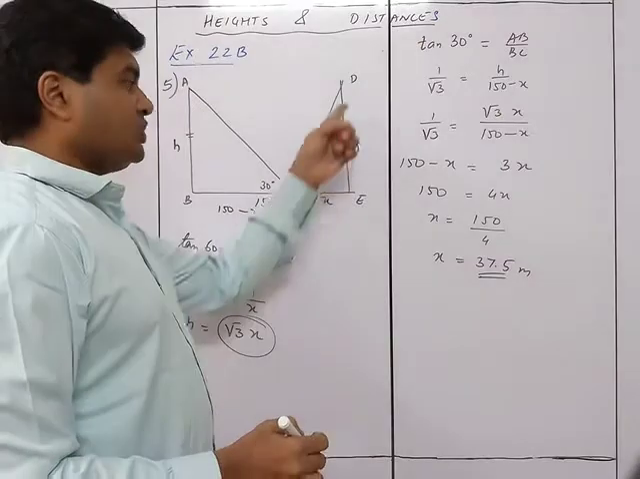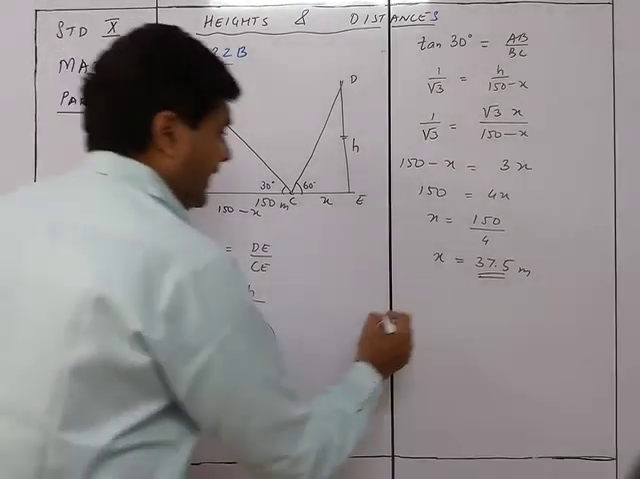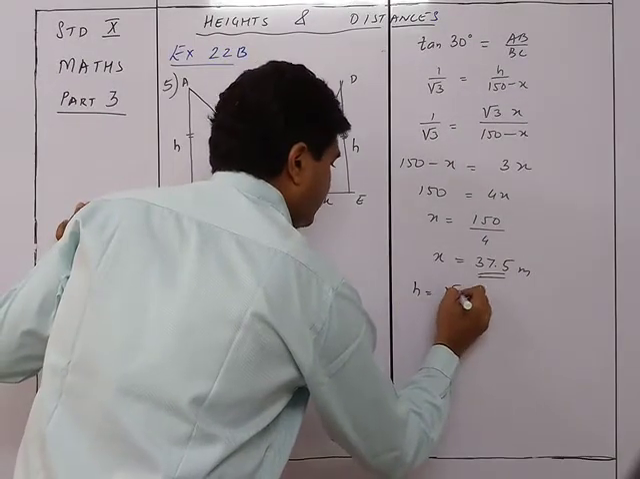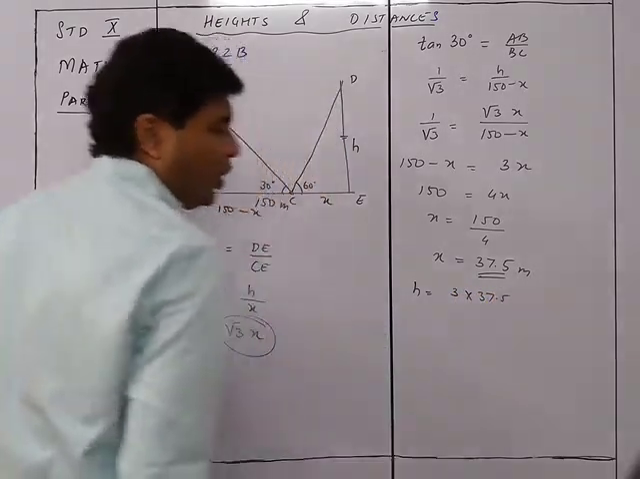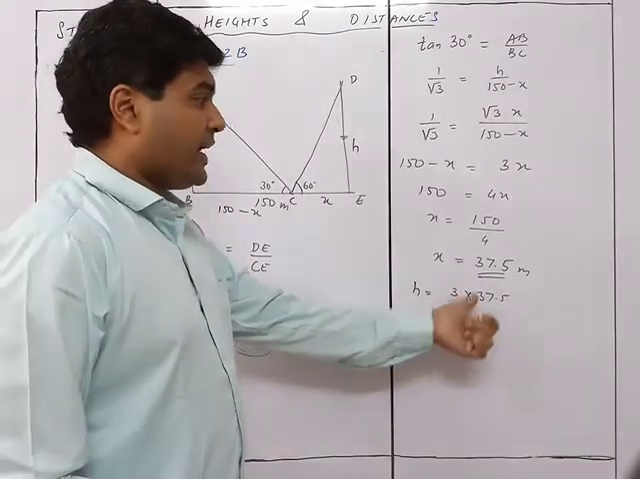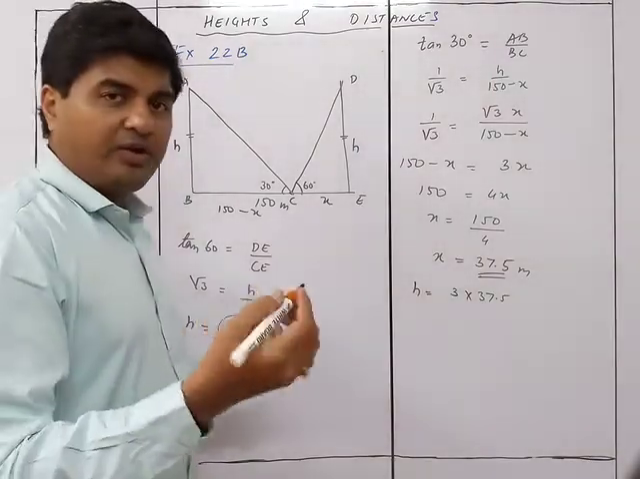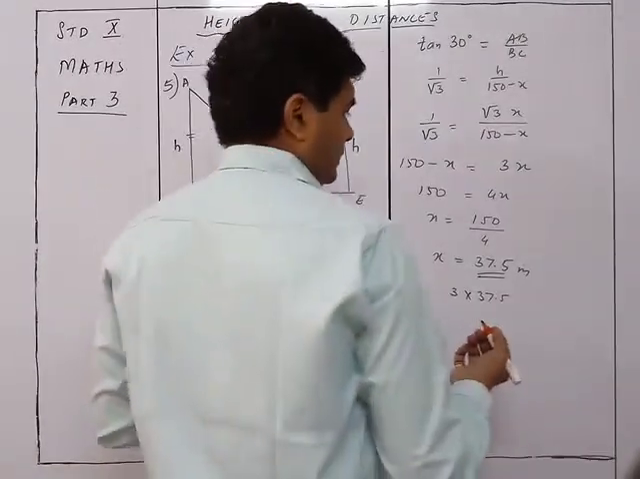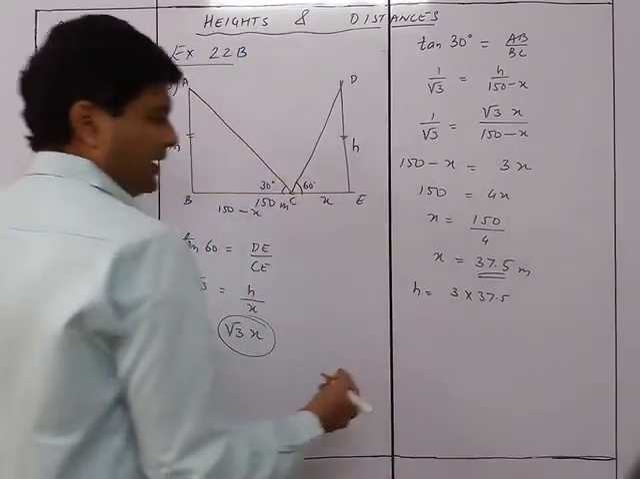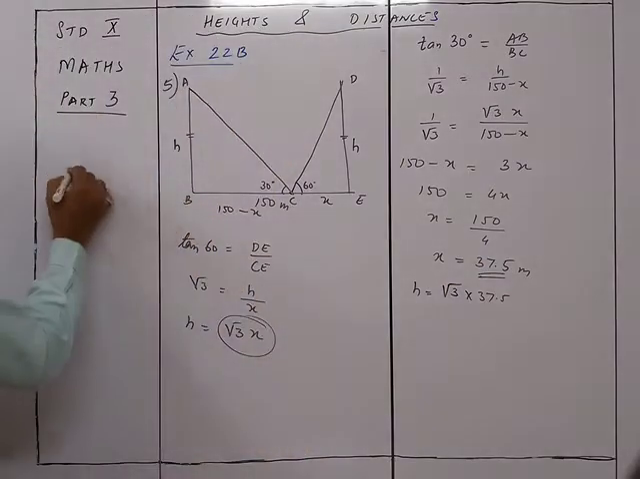But what we want is h. So let's put the value over here. We get h is equal to root 3 into 37.5. I can do it this way, or I can say 150 into root 3, that is 150 into 1.732, divided by 4. It's my choice, whichever is more convenient. We can directly multiply with root 3: 1.732 into 37.5.